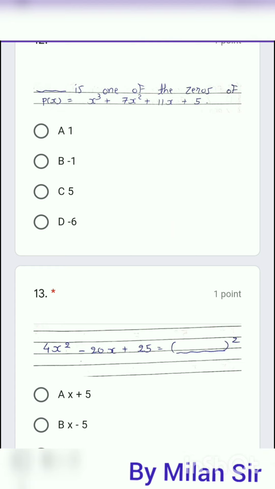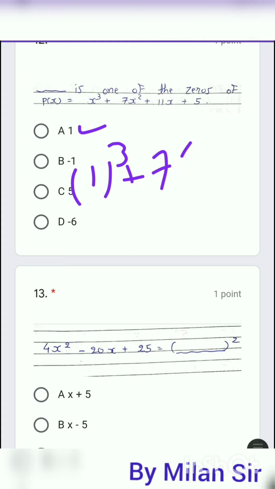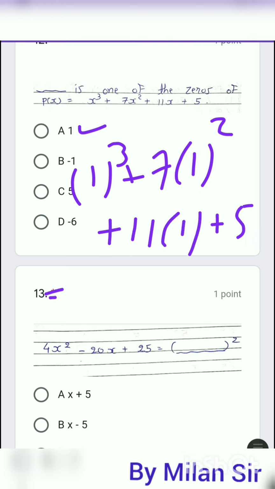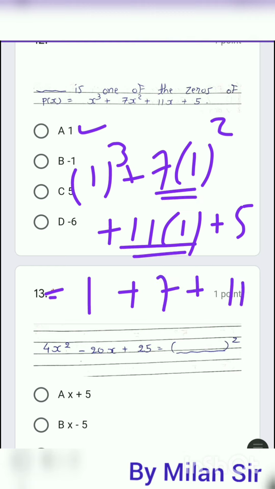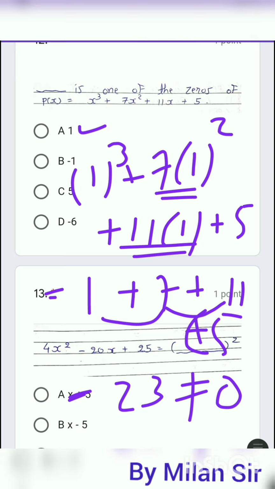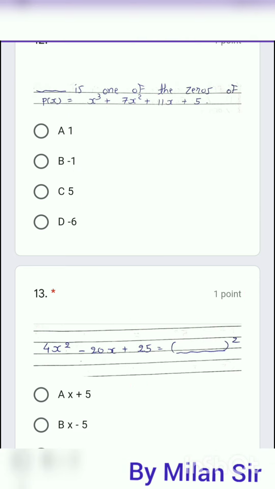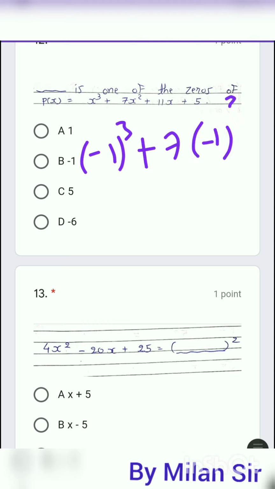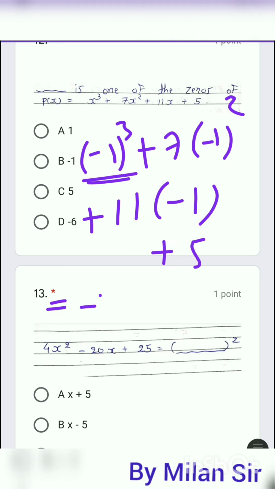So here our option A, first of all 1, so put the value 1 here. So 1 all cube plus 7 into 1 all square plus 11 into 1 plus 5. So 1 cube is 1, 7 into 1 square is 7, 7 plus 1 is 8, 8 plus 11 is 19, plus 5 is 23. This is not equal to 0. So this is not the correct answer. Then put minus 1. So minus 1 all cube, 7 into minus 1 all square, plus 11 into minus 1 plus 5. Now minus 1 all cube is minus 1 only.